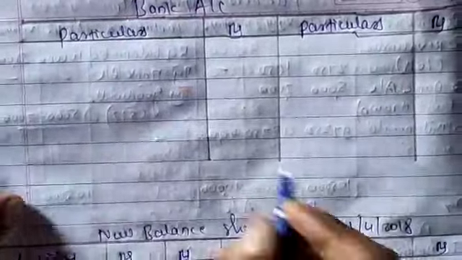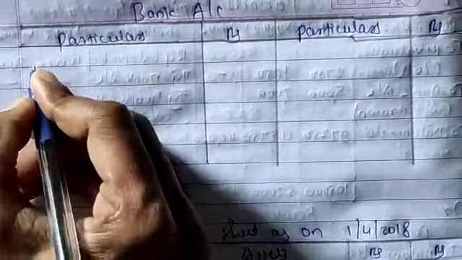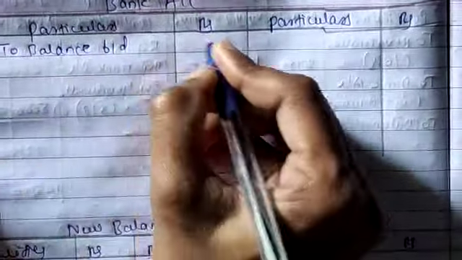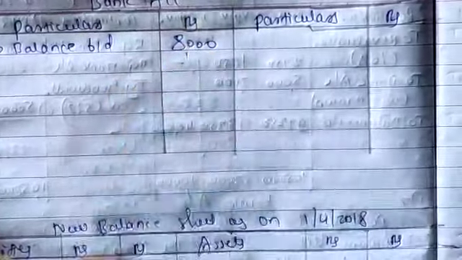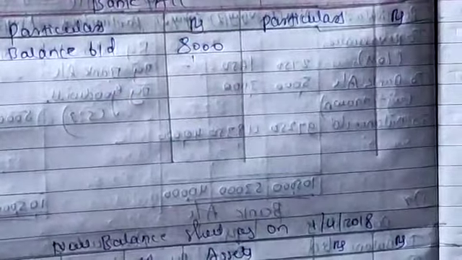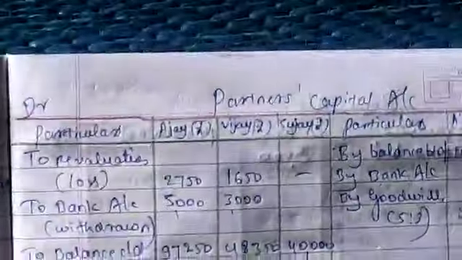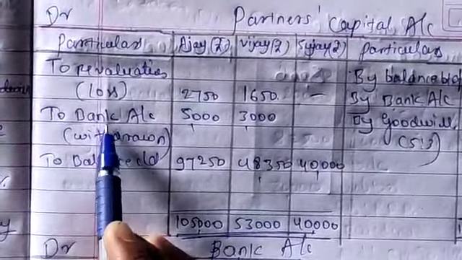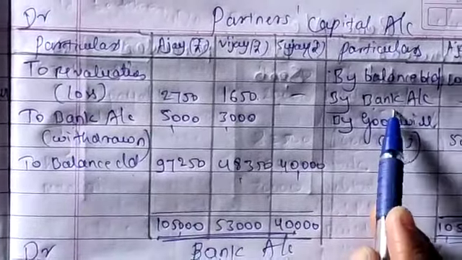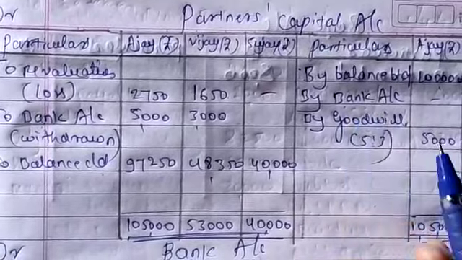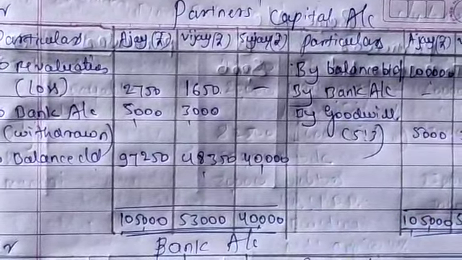So now prepare the bank account. First take the bank balance brought down. How much bank balance is there? 8,000. And now take the postings of the bank balance. Here a debit side posting is there and one more credit side posting is there. Those postings we have to carry forward to the bank account.